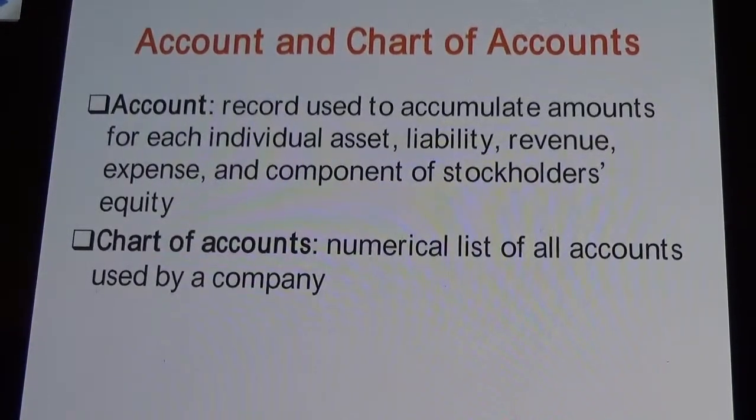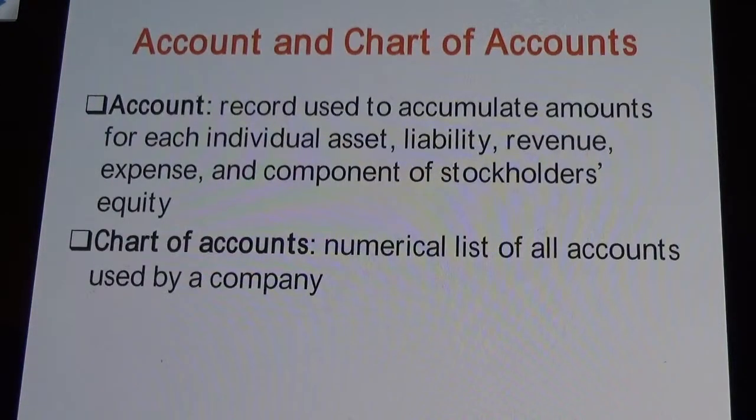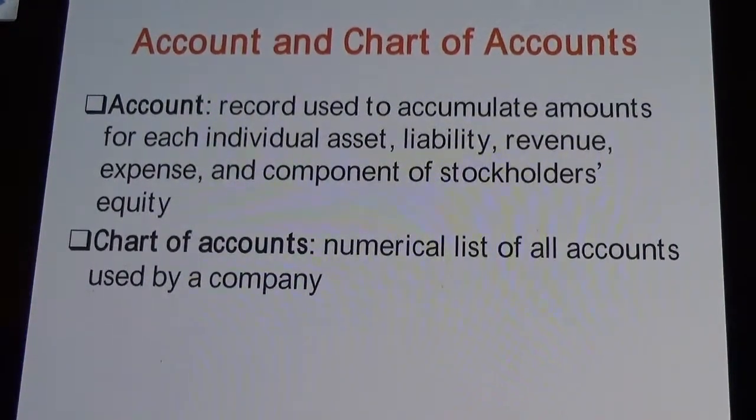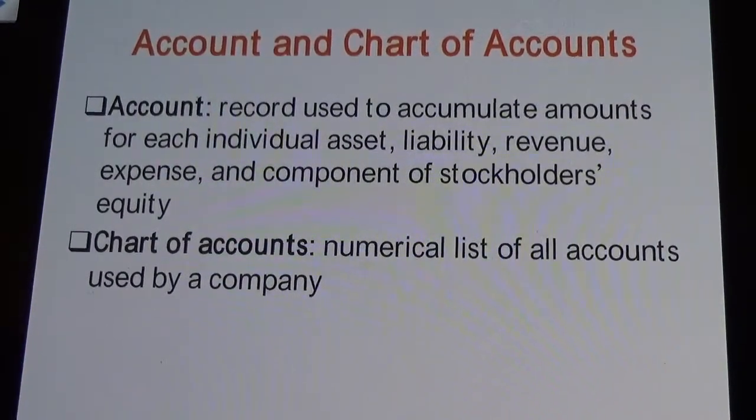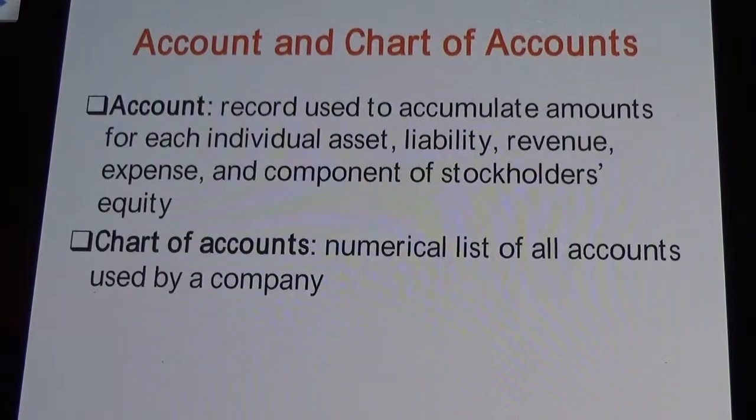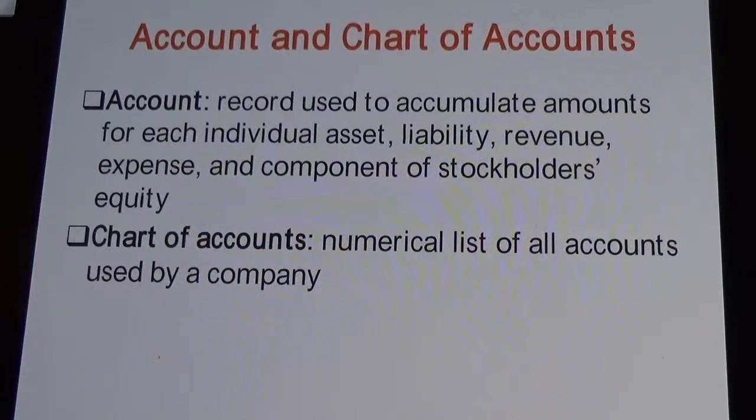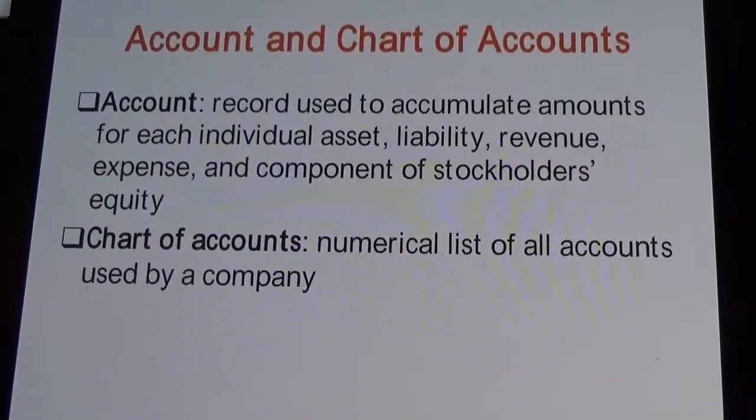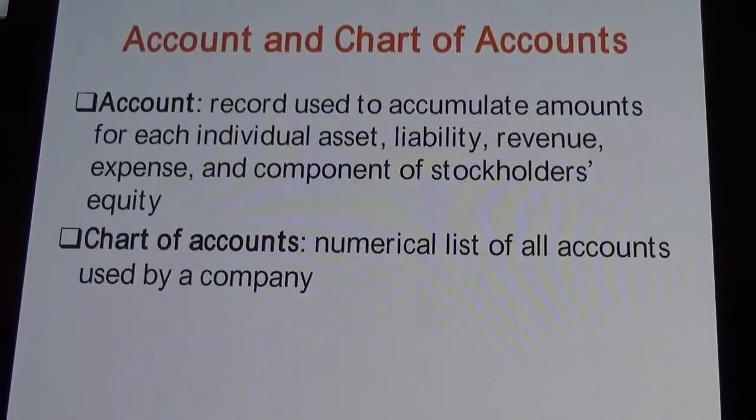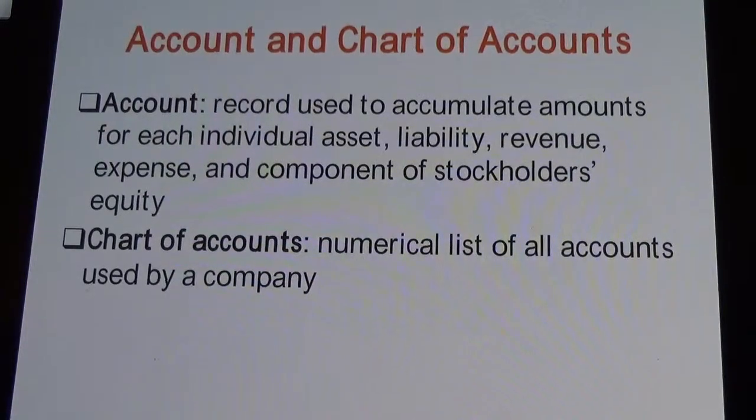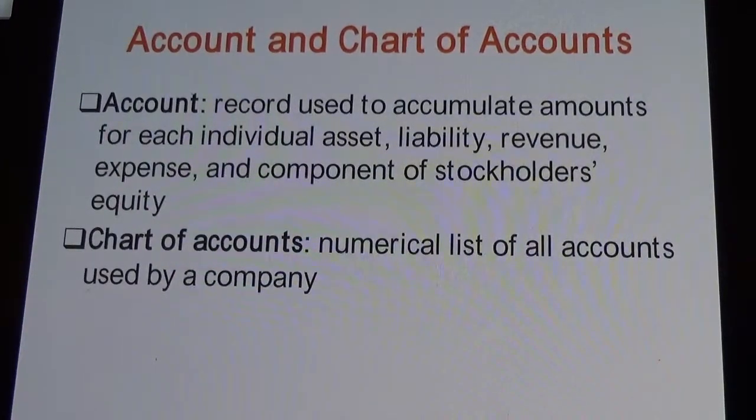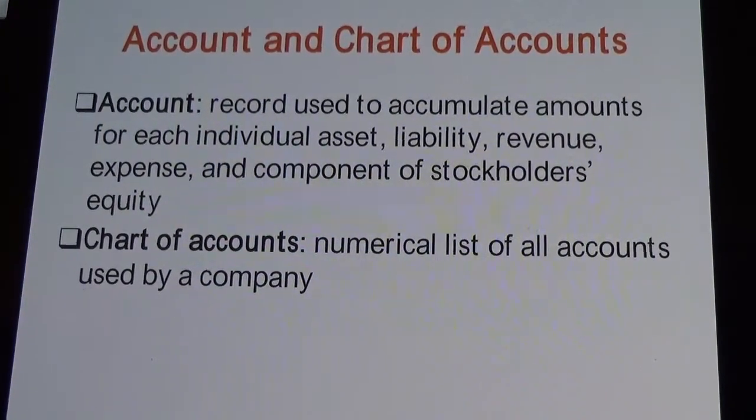The accounts are records that are used to accumulate amounts for each individual asset, liability, revenue, expense, and component of stockholders' equity. So we'll have accounts for things like cash, accounts receivable, accounts payable. We've seen those, basically all those line items on our financial statements that we've talked about. Each line item represents a different account in our system.